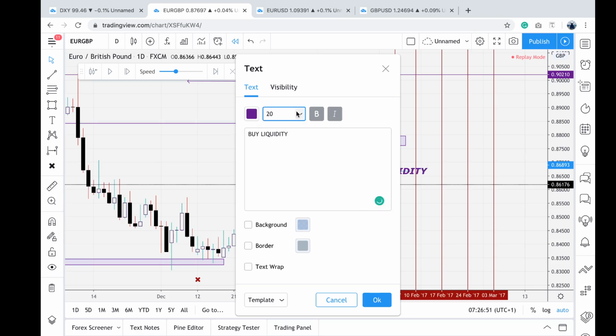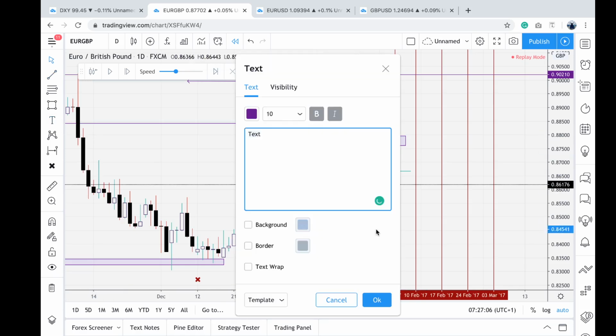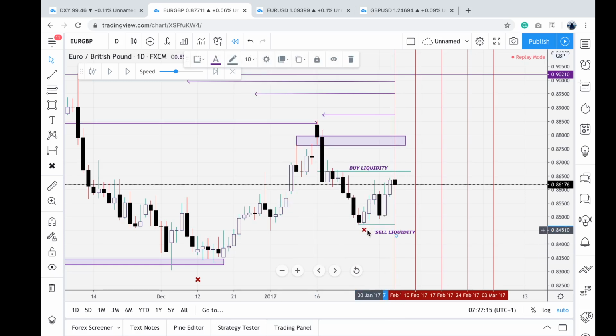So let's make this smaller actually, just 10. And also, as price just left this low, label this liquidity. So we're gonna label this liquidity as potential target if we're trying to reach for the sell side. So do not need this.